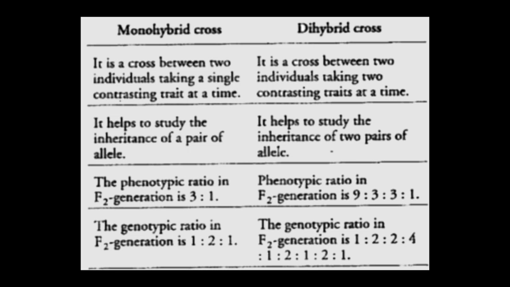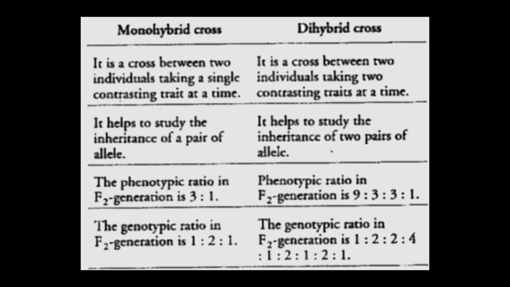For example, in monohybrid cross we will take the character as height of the stem. So it can be tall or dwarf. So height of the stem is a single character we are taking into consideration. In dihybrid cross we have to take two characters. First is shape and second is color. Just an example, color of the pod and shape of the pod. So in color it can be yellow or green, and in shape it can be round or wrinkled.